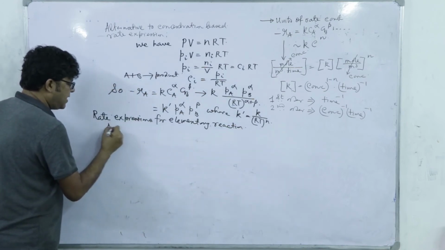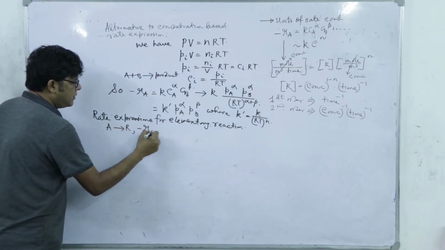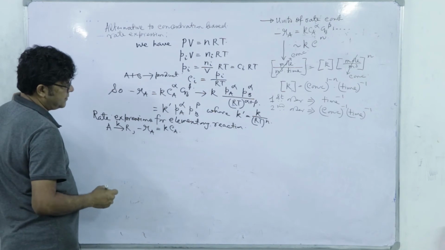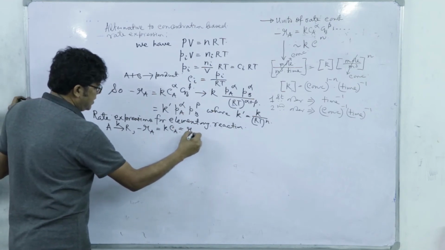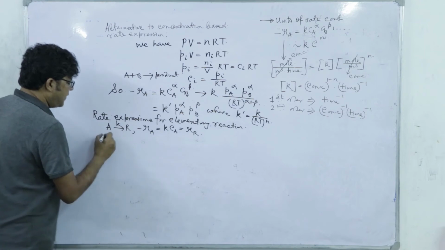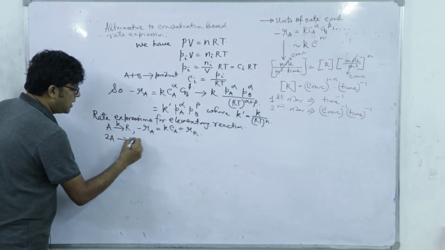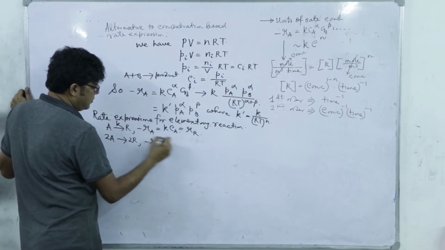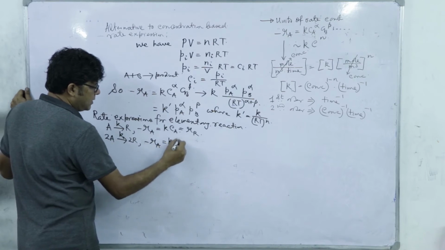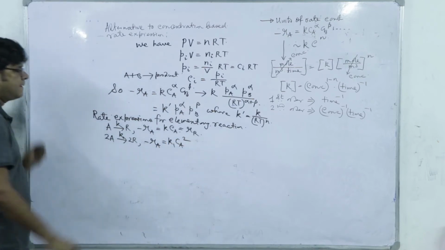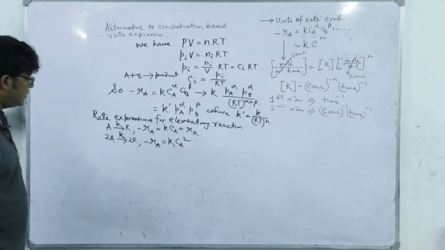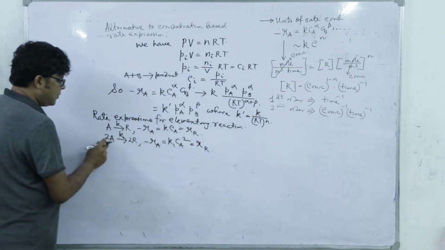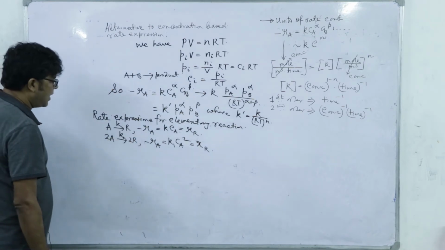See, A giving R, if it is elementary, we can write minus Ra is equal to K Ca, where the rate constant is K, which is obviously equal to Rr. Now, if I alternatively write 2A giving 2R, the rate expression will not remain the same. It will be minus Ra is equal to, say, K1 into Ca square, and that is equal to Rr. Why? Because 2A giving 2R is the same as A giving R.